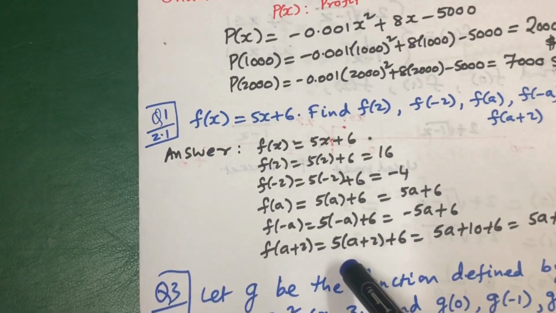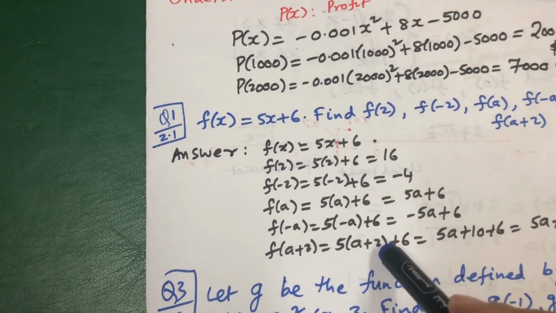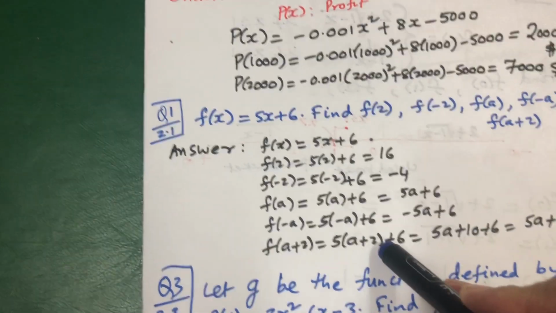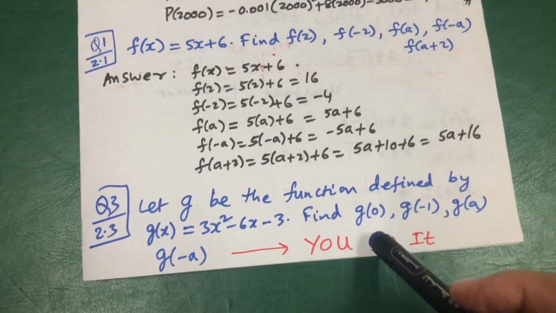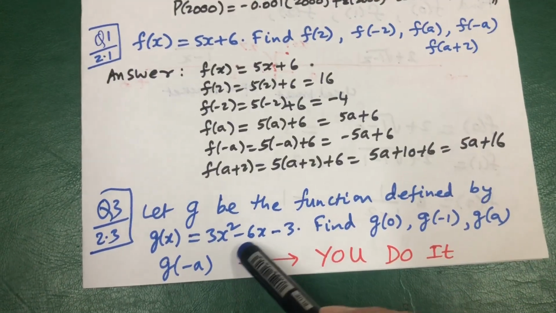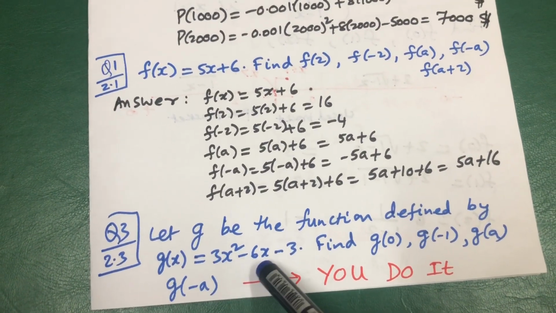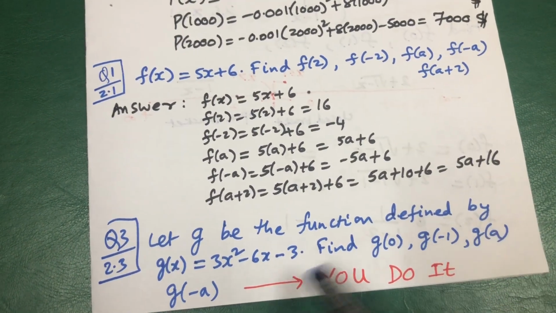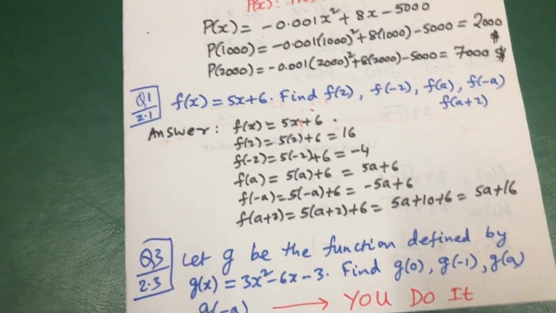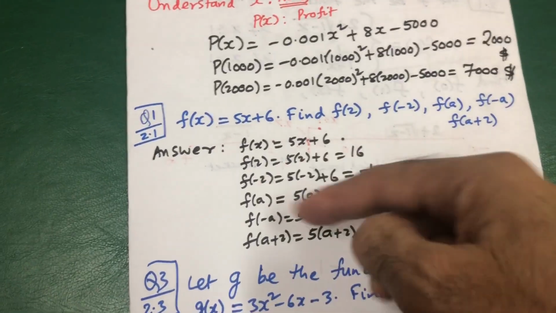f(a+2) means 5(a+2) plus 6. Replace x with a+2. So this is 5a plus 10 plus 6. So 5a plus 16. This problem, g(x) is equal to 3x square minus 6x minus 3. Find g(0), g(-1), g(a) and g(-a). You do it because it is the same routine problem like this. Let us go to the next problem.